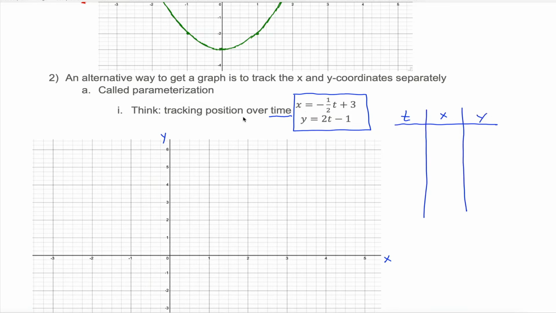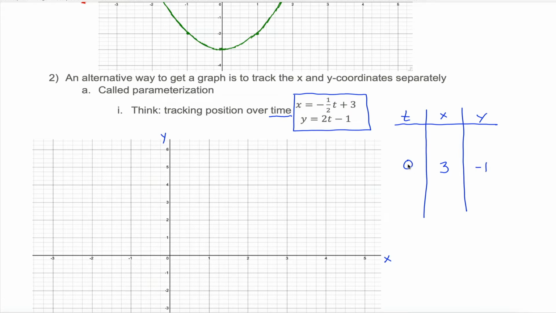Tracking the movements of a particle is a typical application for parameterization, so maybe we'll pretend that's what's going on. I want to know where the particle is located at time 0. So what I do is I plug in 0 into this equation to figure out the x-coordinate of the particle. Negative 1/2 times 0 plus 3 is just equal to 3. And then I plug in 0 for t into this equation. 2 times 0 minus 1 is equal to negative 1.